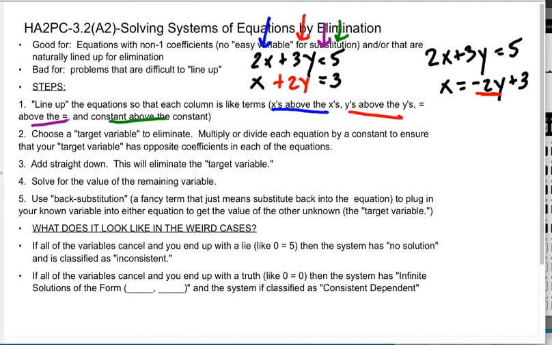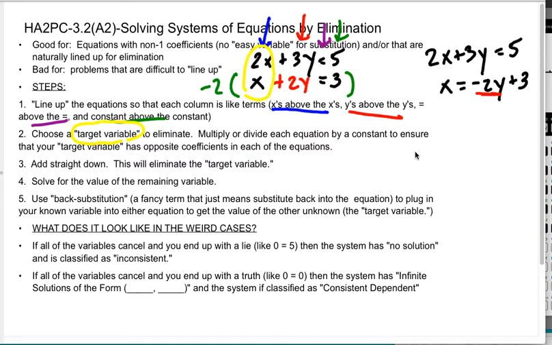The next thing you're going to do is pick a target variable to eliminate. So when we say target variable, what you want to do is, for this particular variable, get the coefficients to be opposite numbers by multiplying or dividing the entire equation. Well, I noticed that I could probably eliminate x and 2x pretty easily by just multiplying the entire second equation by a negative 2. So I'm going to pick x as my target variable, and I'm going to multiply that whole second equation by negative 2.